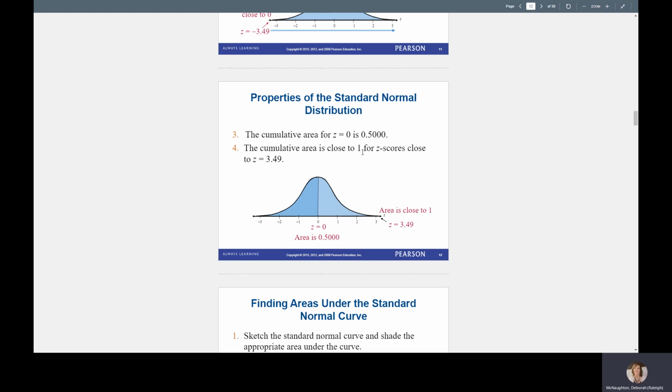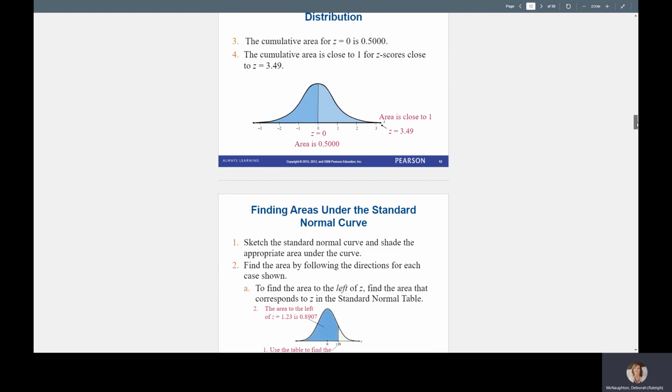And then the cumulative area is close to 1 for Z equals 3.49. So basically everything out here is almost 0. So once we get to about 3.5, we pretty much have all of the possible values that the variable can take.